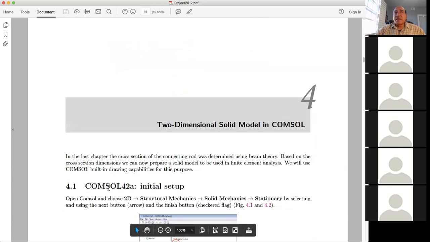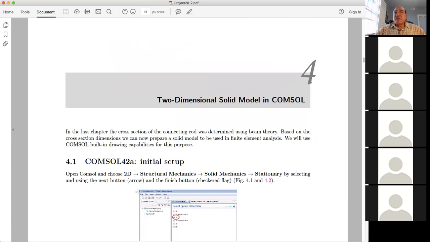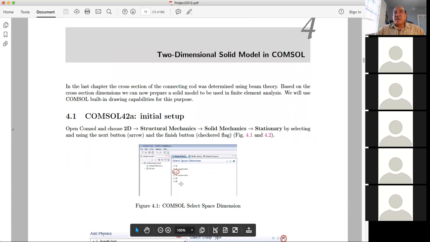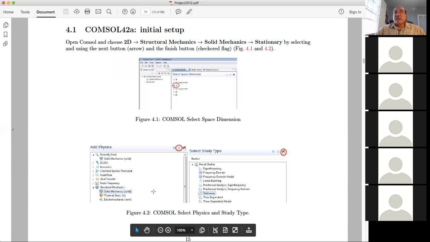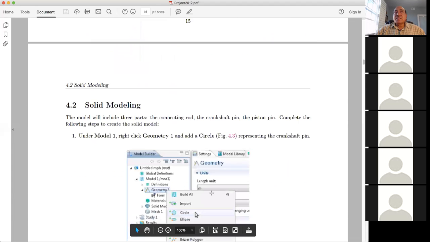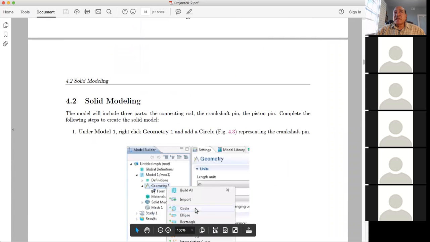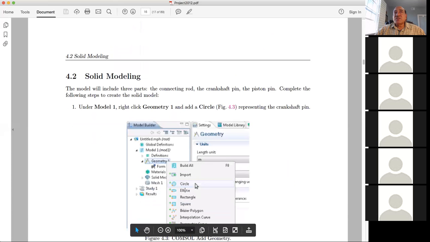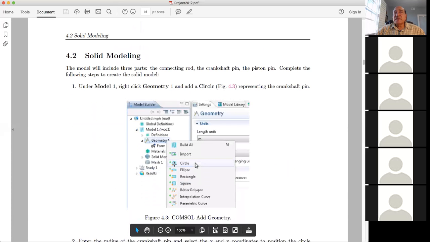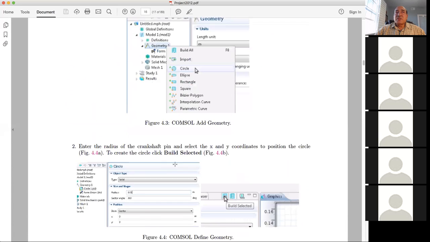Finally, which Andrew is working on, is COMSOL 5.2. This section is going to be replaced soon, in the next couple of days. This section goes through selecting the space dimension, selecting the solid mechanics analysis, the physics, and selecting the study type, which is stationary, not time dependent. Once you select this, you have to do solid modeling first by going to the geometry, and then it shows you how you make the connecting rod as a bunch of circles connected with a rectangle, and doing a Boolean operation to connect them all together.